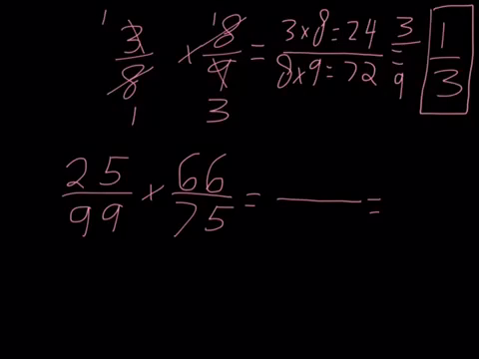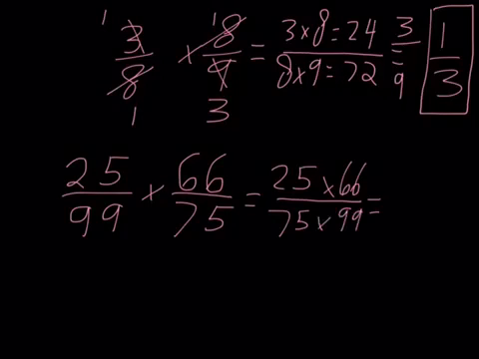The commutative property comes into play here because, once again, the order should not matter. I could multiply 25 by 66, but in the denominator area, we could multiply 75 times 99. Multiplying these values is quite a chore, and there's a shortcut for everything.